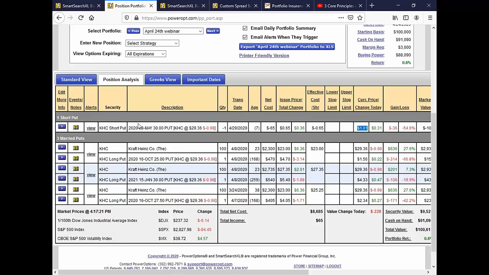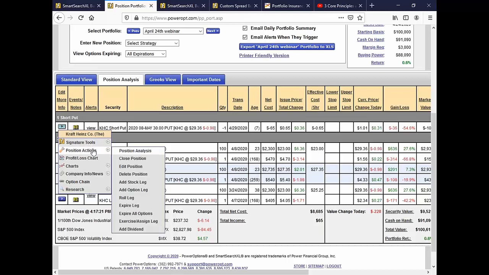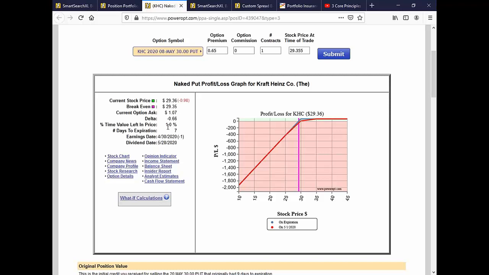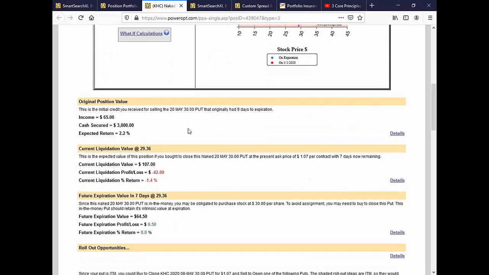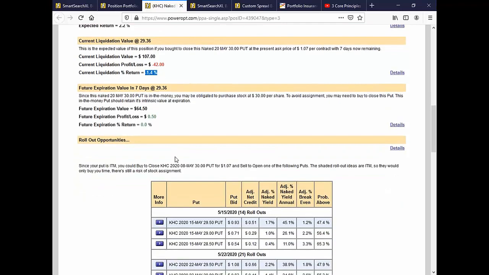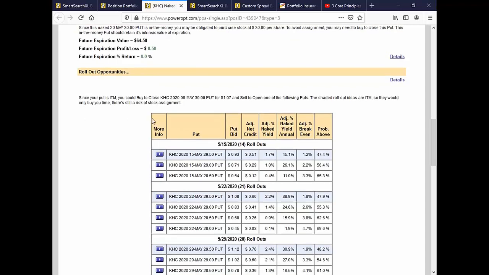Well, as you're tracking any position in the portfolio, Octavio, naked puts or covered calls or credit spreads, as the stock starts to move against you, we can use that Edit More Information button, go to Position Actions and Position Analysis. This gives me a breakdown of my current position, time value left in price, current loss on the position, $42 versus, oh, it's at 107 now, current liquidation. And then you scroll down and you see that we've got some rollout opportunities.